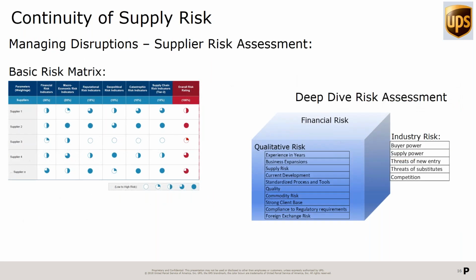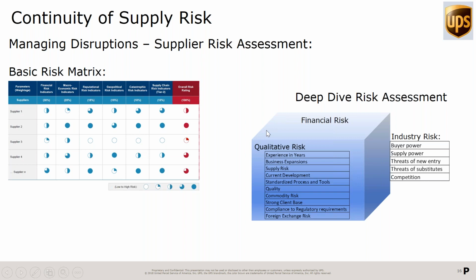So while all of the previous strategies were numbers driven, beyond the numbers we could also do a supplier risk assessment. You could start with a basic risk assessment that focuses, for each of your critical suppliers, on assessing financial risk, macroeconomic risk based on the regions they are located in, reputational risk based on credit bureau scores, geopolitical risk in the country they are operating in, and any catastrophic risk, and then overall supply risk.